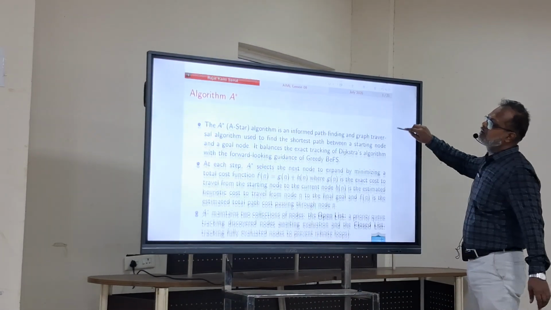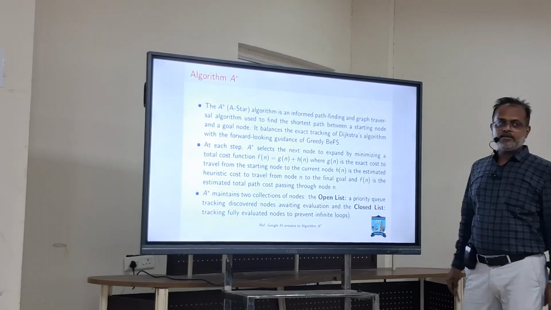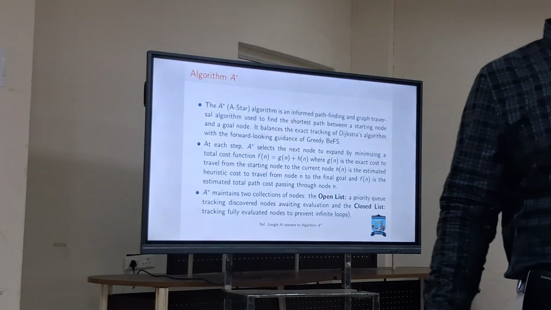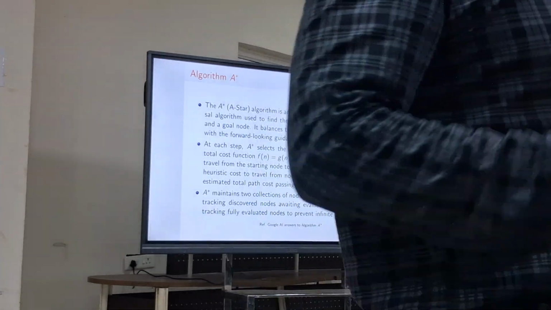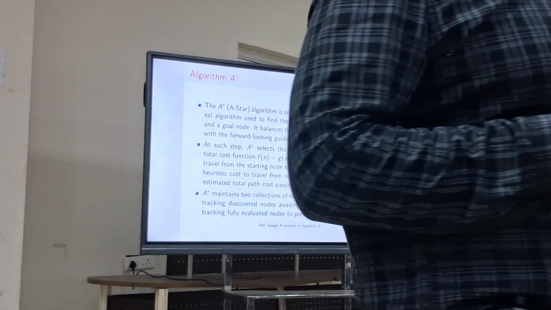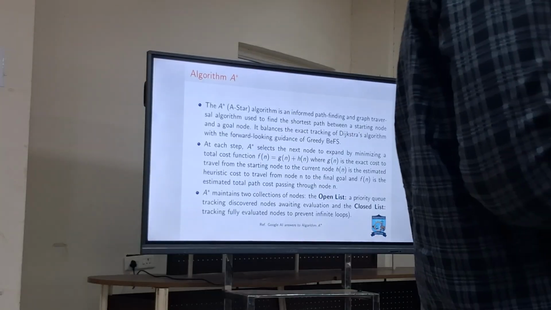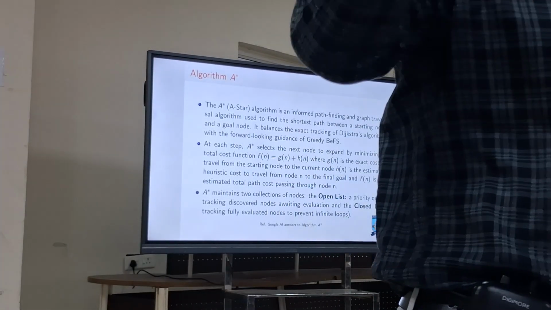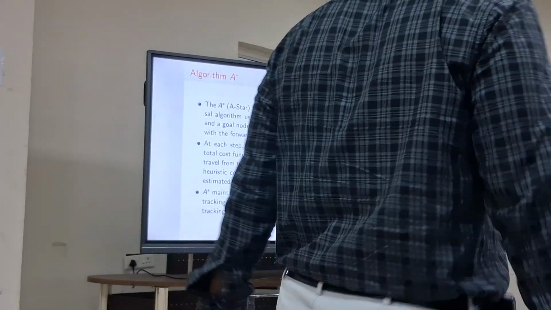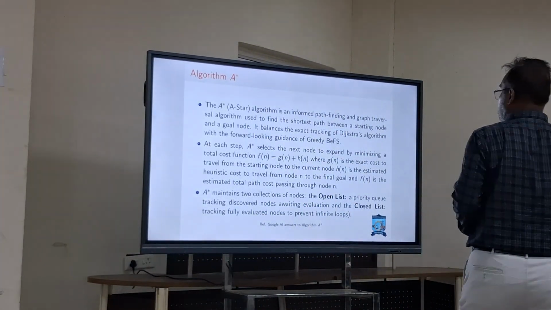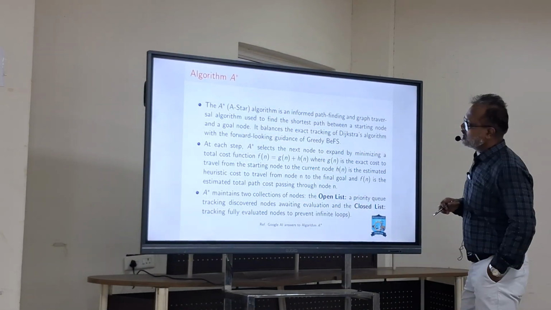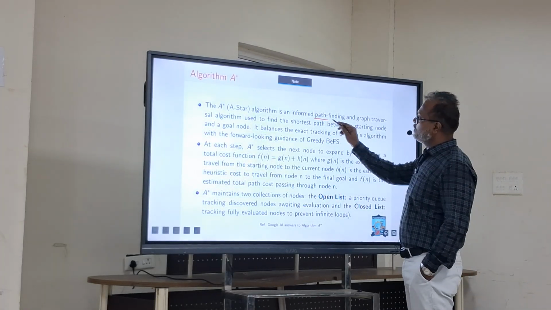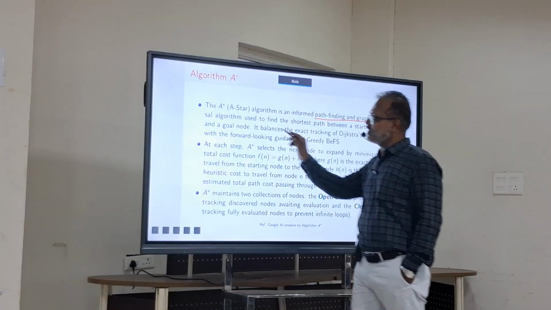So as I said, A stands for algorithm and star stands for optimization, you know, the best optimized value. In your soft computing and optimization, you might have learned that star means the best value, the optimized value. F star means the optimized value of the function. So A star algorithm is an informed path finding algorithm. These are basically used for path finding and graph traversing.